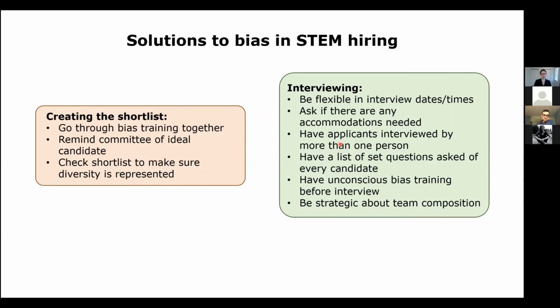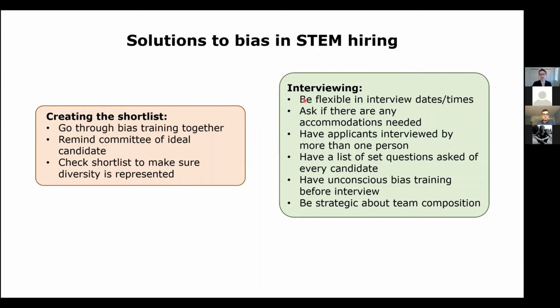Creating the shortlist. The first thing that you want to do is do some bias training. Remind yourself that you're biased so that you can hopefully look at the applications in as unbiased a way as possible, and then check the shortlist to make sure that diversity is represented and that you haven't perpetuated your bias. There's really good evidence that getting a really diverse shortlist increases the odds of a person from a marginalized group getting hired.